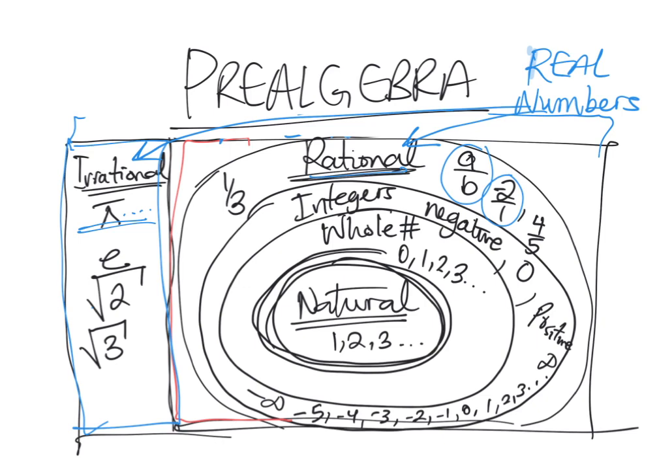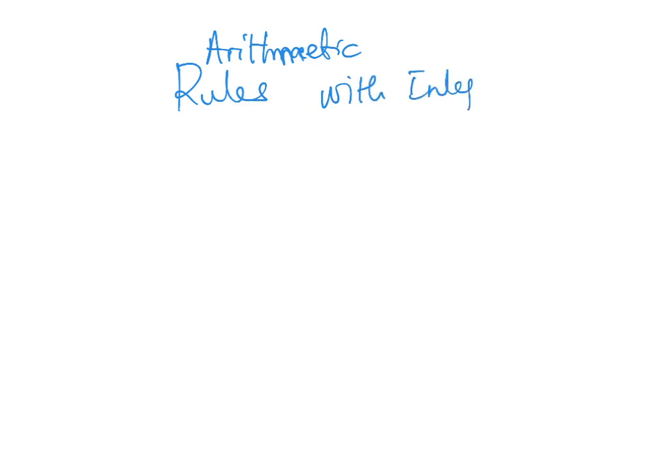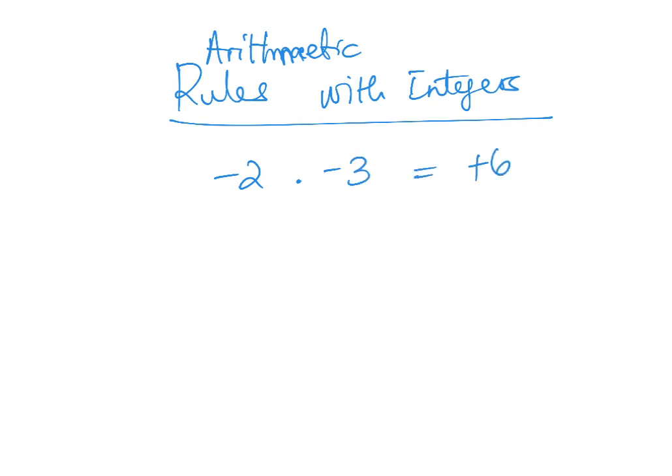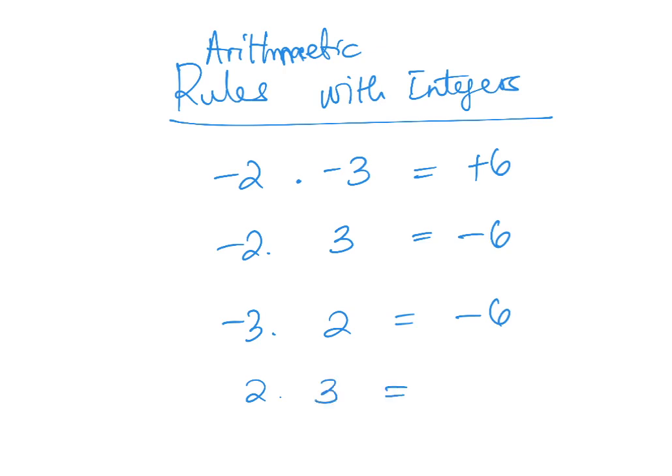So let me just leave you with some rules of integers that are good to remember. So arithmetic rules with integers. So when you have, for example, -2 times -3, that's +6. -2 times +3 is -6. -3 times 2 is -6. And 2 times 3 is 6.